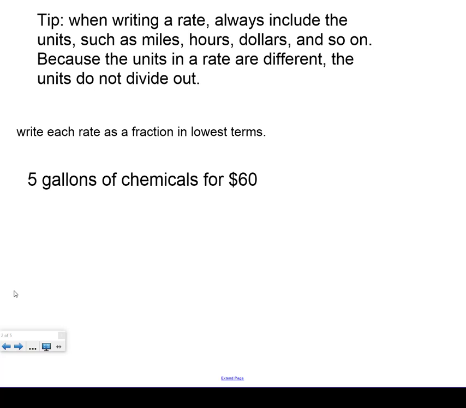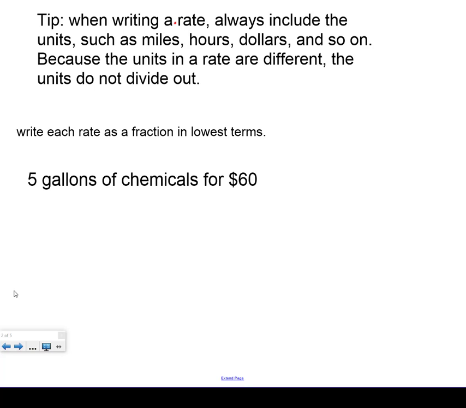All right, so here's a tip. When you're writing, sorry, this should be a ratio, or a rate, yeah, that's right. When I'm writing a rate, always include the units, such as miles, hours, dollars, days, anything like that, because the units are not going to cancel. So you want to make sure that we hang on to them so we can make sense of what it is that we're still comparing or what we're working with.